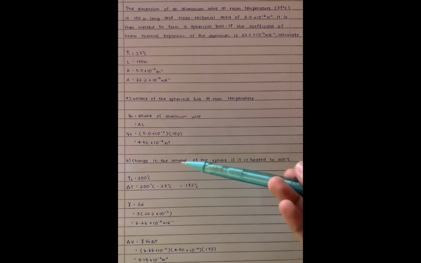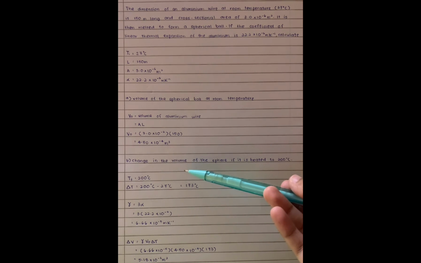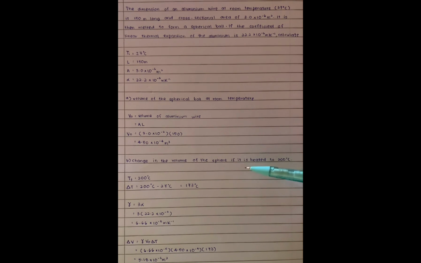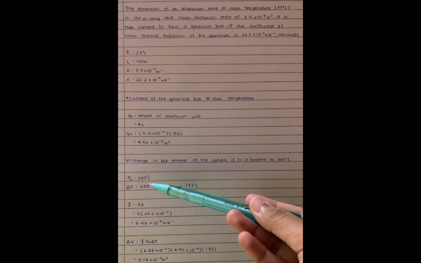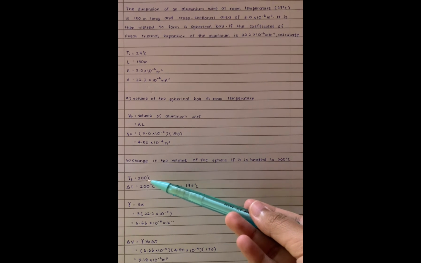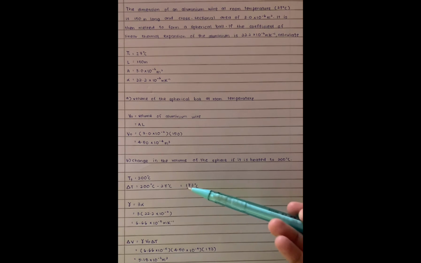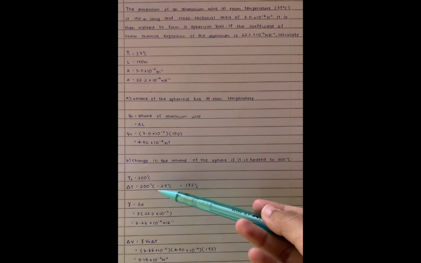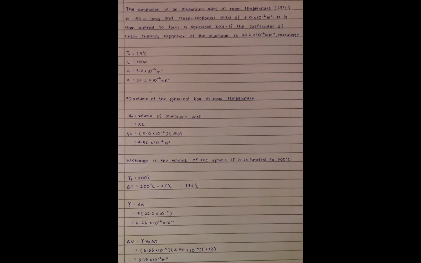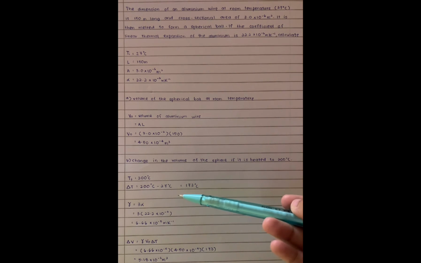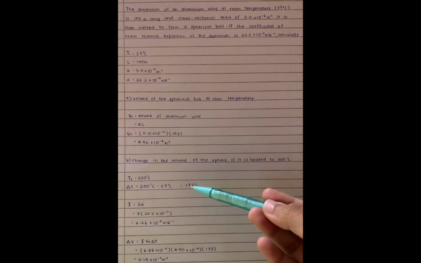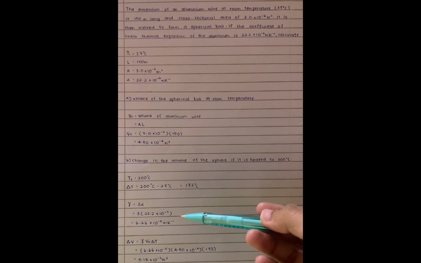Soalan kedua, dia minta change in the volume of the sphere if it is heated to 200 Celsius. Okay. So kita tahu final temperature is 200 Celsius. So change in temperature, kita kena buat 200 tolak dengan initial temperature which is 27 Celsius. So kita dapat 173 Celsius.